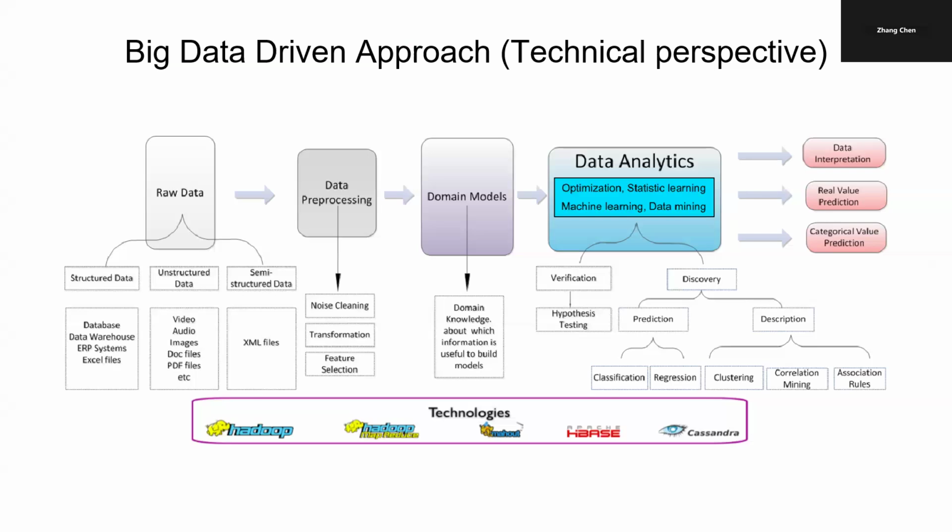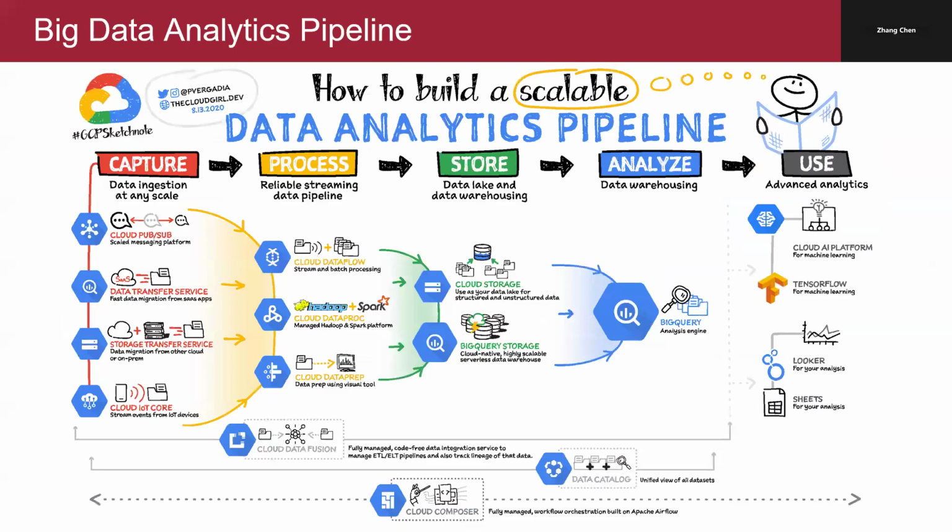On top of that, data analytics is applied. This includes, for example, statistical learning, machine learning, usually with optimizations, and data mining techniques such as, later on we'll also discuss, classification, regression, clustering, and associations. Finally, the results are interpreted to produce predictions, for example, and also the real value. All of this is supported by big data techniques, of course, from the system level, where we usually use Hadoop and distributed databases. That's a very high-level technical perspective.